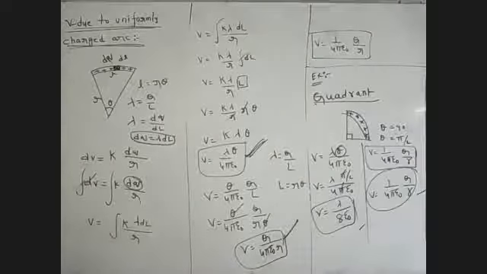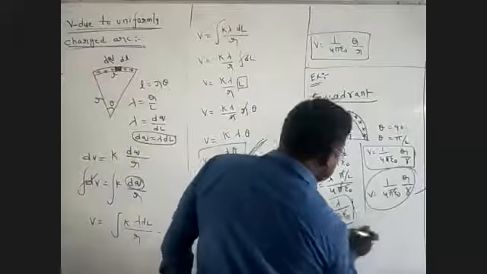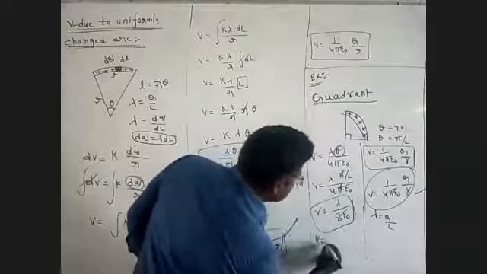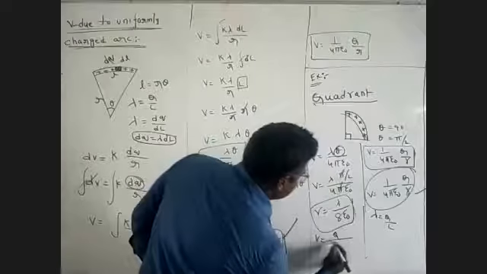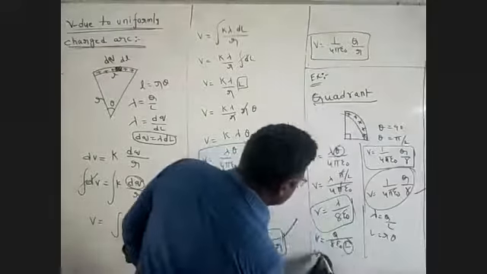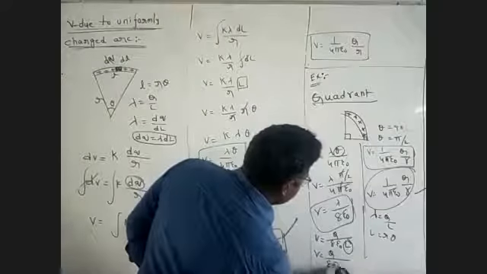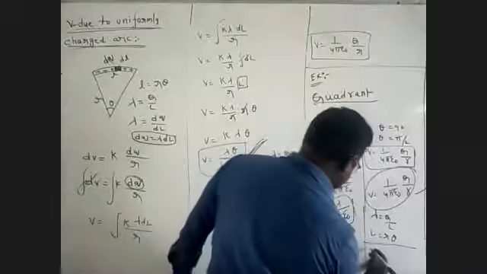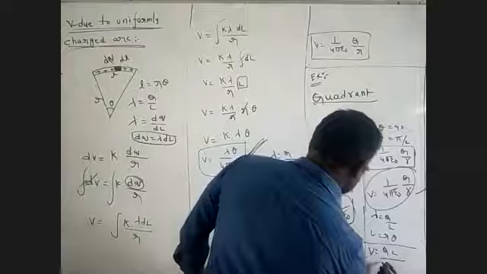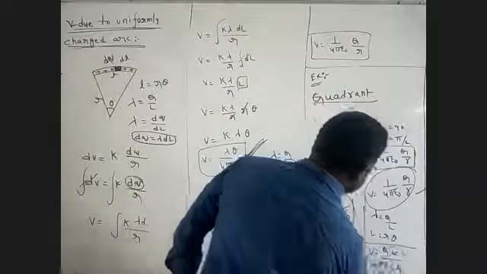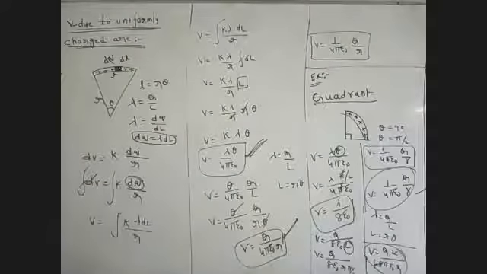Suppose lambda is equal to Q by L. Then V is equal to Q by 8 pi epsilon naught L. L means R theta, and theta means pi by 2. You can write V is equal to Q over 8 pi epsilon naught R times pi by 2, or 2 over 4. Again you are getting the same: V is equal to Q by 4 pi epsilon naught R.